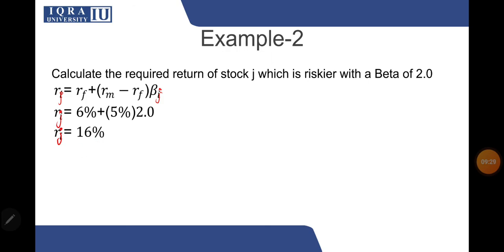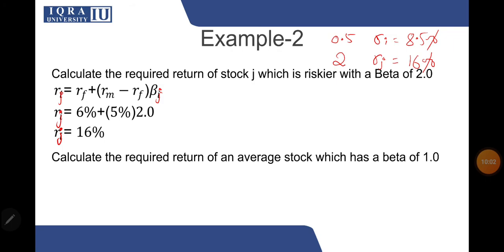So you can now compare. When the beta was 0.5, the required return was 8.5%. Now once the beta is high, which means the risk is high, the required return has increased from 8.5% to 16%. So the higher the risk, the higher the required return.